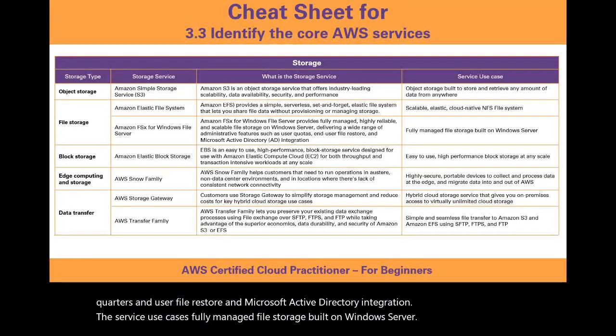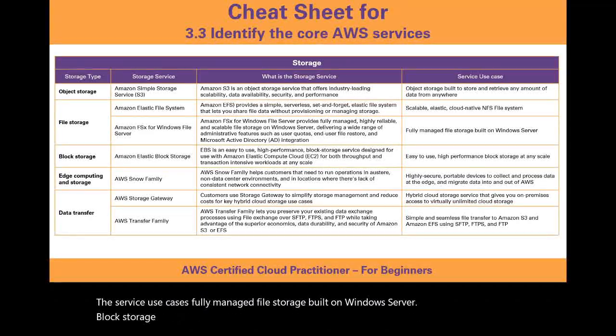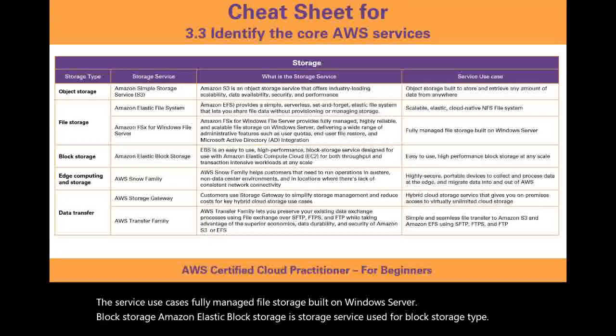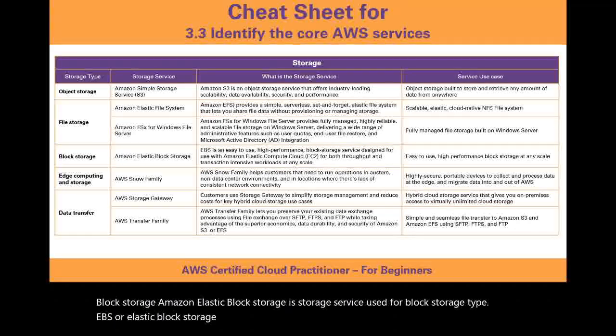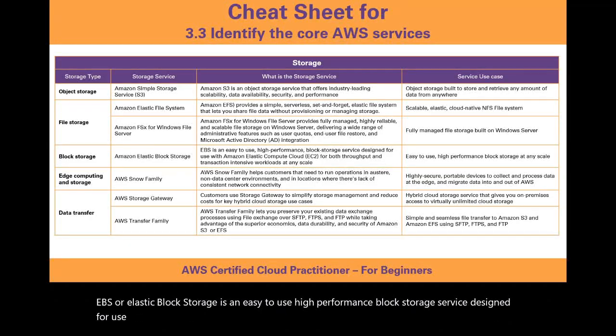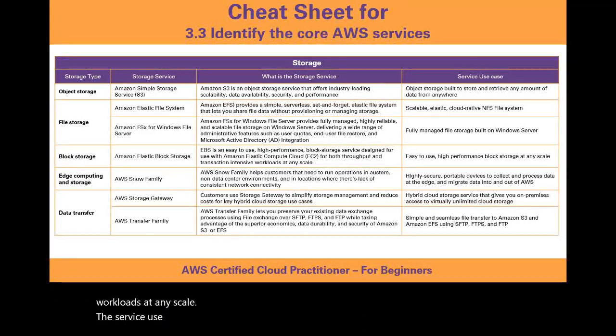Block storage. Amazon Elastic Block Store is a storage service used for block storage type. EBS, or Elastic Block Store, is an easy-to-use, high-performance block storage service designed for use with the Amazon Elastic Compute Cloud, EC2, for both throughput and transaction-intensive workloads at any scale. The service use case is easy to use, high-performance block storage at any scale.